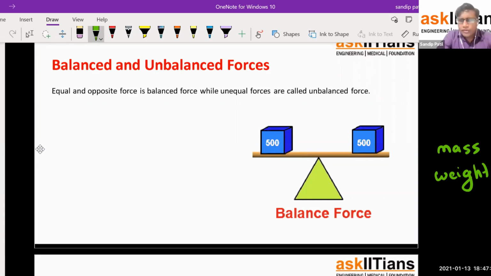When it is unbalanced, obviously the blocks should have different masses, or the children should have different weights. Obviously that seesaw will oscillate like this. So we can call this an unbalanced force. And where the masses or weights of the blocks or the children on the seesaw are the same, then it is going to be a balanced force.